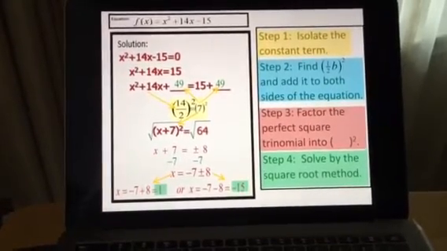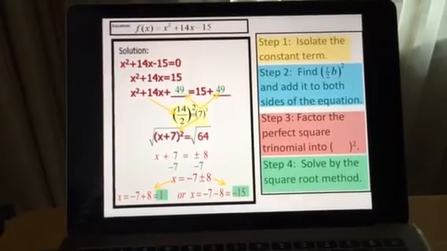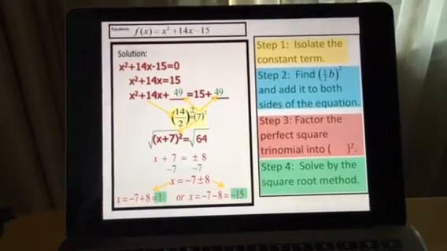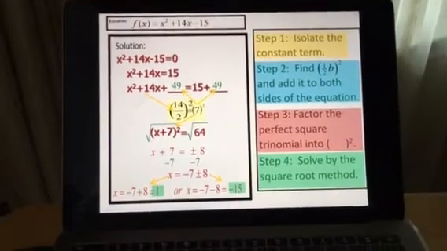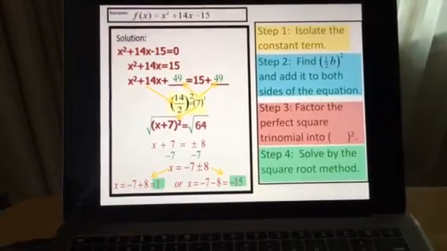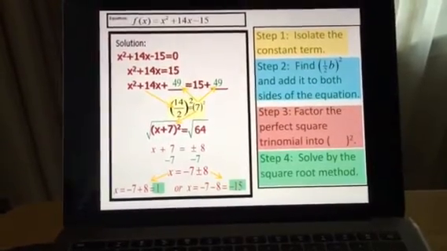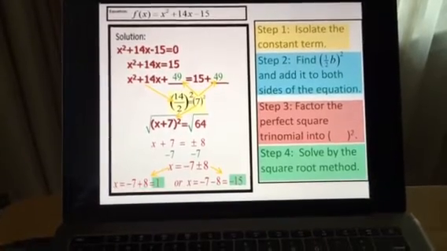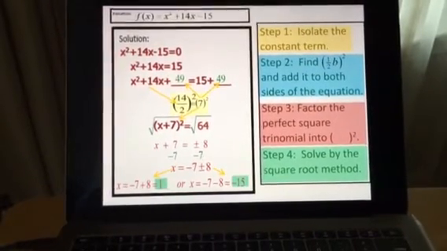So go back through the steps. We isolate the constant term by putting it on the other side. We take half of our linear term, which is the term with the x. We square it, and we add that number to both sides. And what are we doing? We're completing the perfect square.